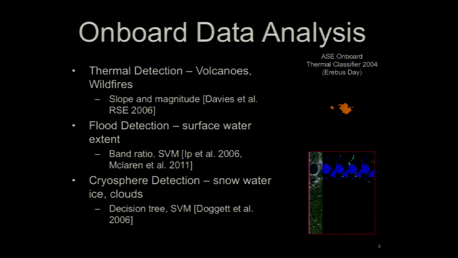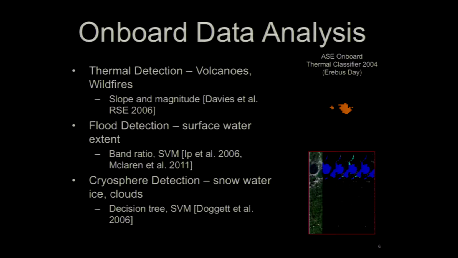And if you're interested, this is actually described in gory detail in Ashley Davies' article in Remote Sensing of Environment. We've also been doing flood detection on board, so surface water extent to track flooding, and cryosphere detection, which is distinguishing between snow, water, ice, and land, different phases of water. All of these have used traditional manually derived decision tree techniques, or in these cases, SVM, support vector machine learning techniques.